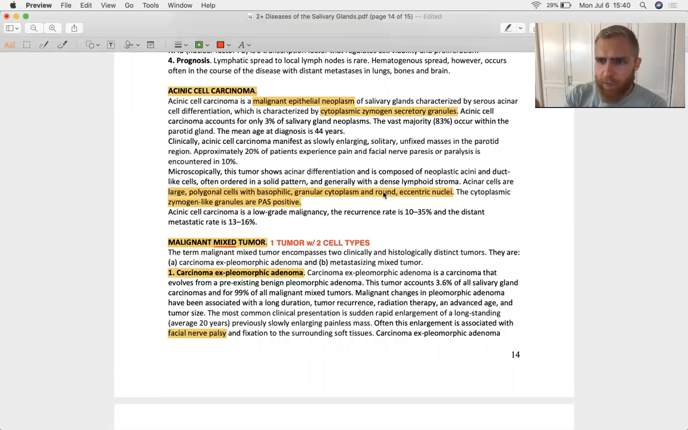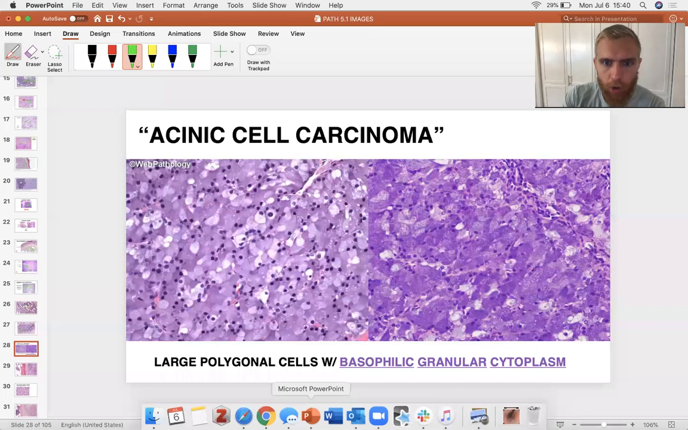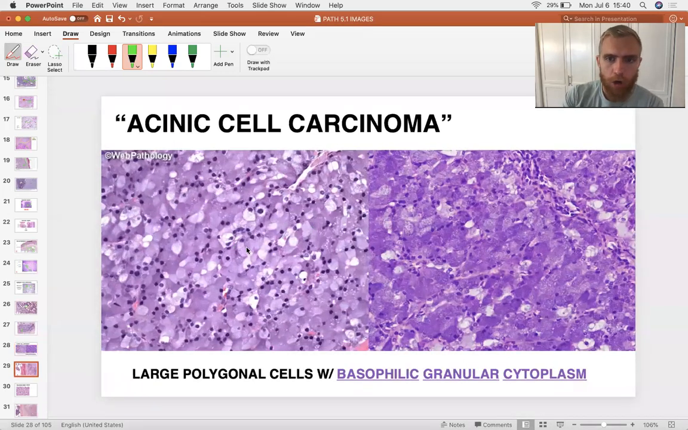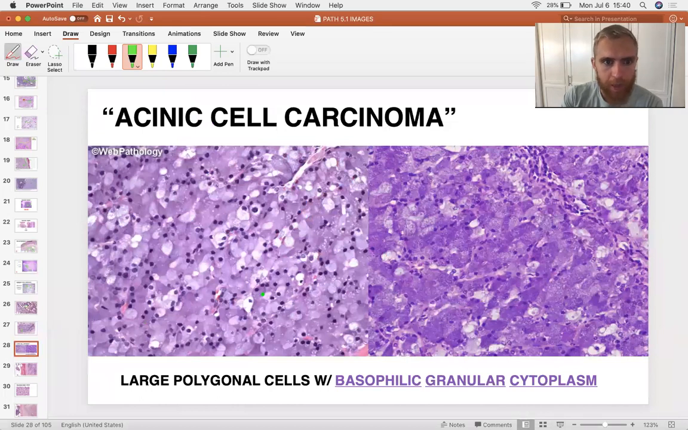So it'll stain PAS positive, which PAS is our hot pink highlighter stain. Other than that, this is very, very similar to all the other malignant neoplasms we've seen thus far, in that it could encroach upon a nerve, cause paralysis. Why can it do that? Because it's invasive, because it's malignant. So let's take a quick look at an acinic cell carcinoma, and we're seeing these large polygonal cells with basophilic granular cytoplasm. And it's a really pretty tumor, honestly.